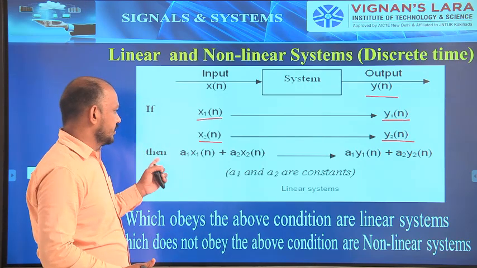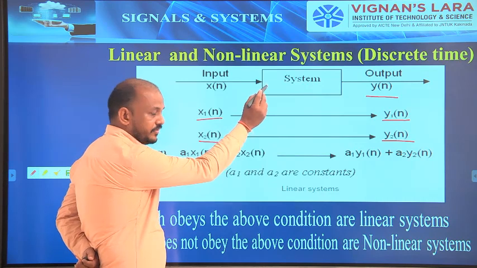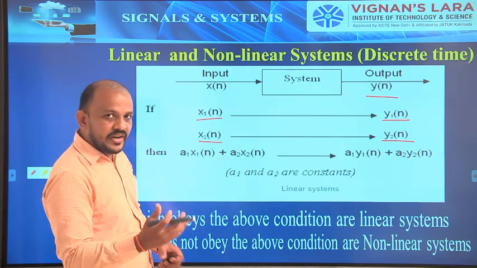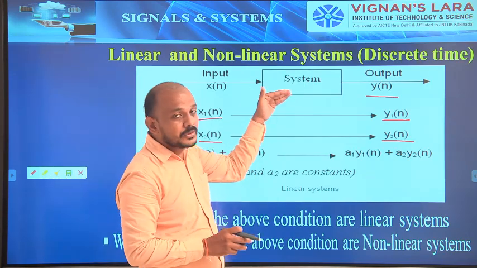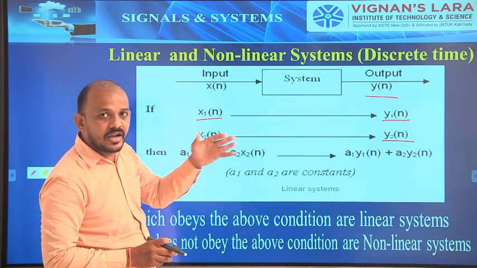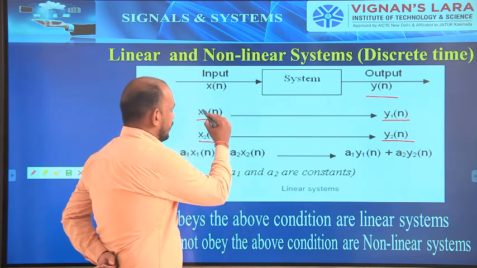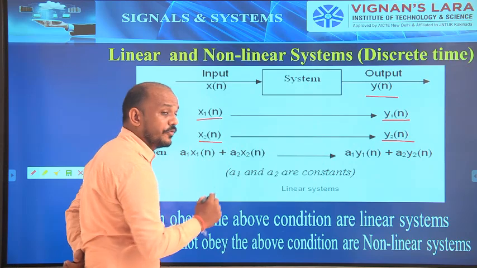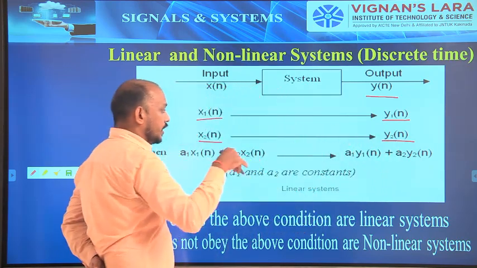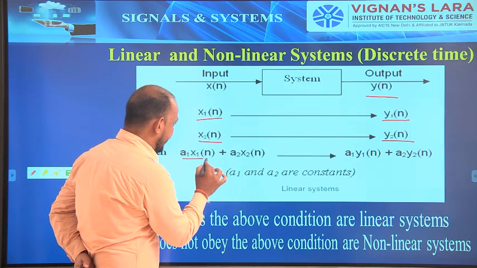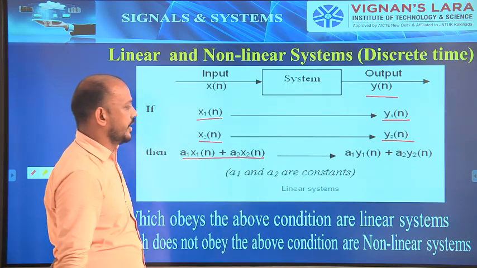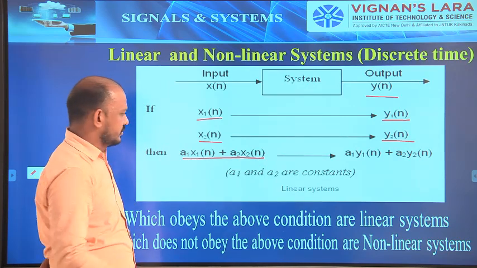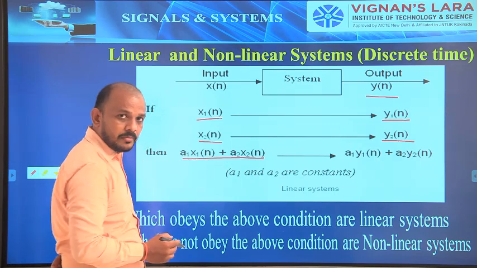So that can be represented with a mathematical equation like this. If the input of the system is a1 x1 of n plus a2 x2 of n, that is, a weighted sum of the inputs is given as an input signal to the system. So here if x of n is the input, y of n is the output. If x1 of n is the input, y1 of n is the output. If x2 of n is the input, y2 of n is the output. Now the input of the system is a1 x1 of n plus a2 x2 of n. This is nothing but the weighted sum of inputs.